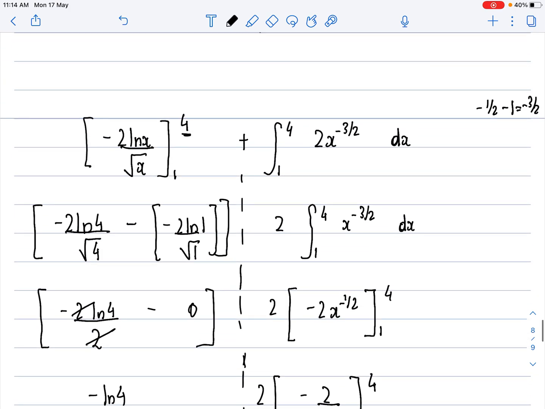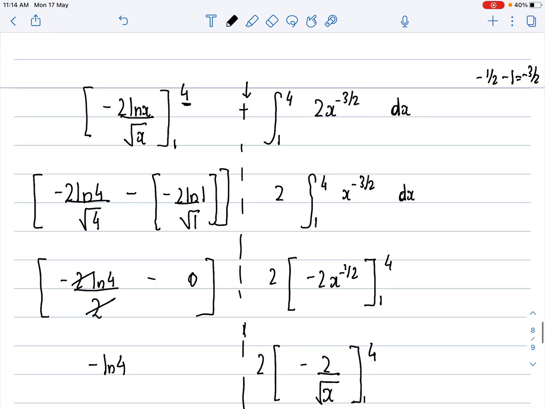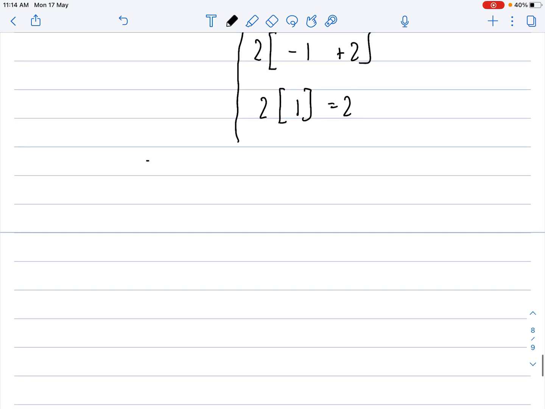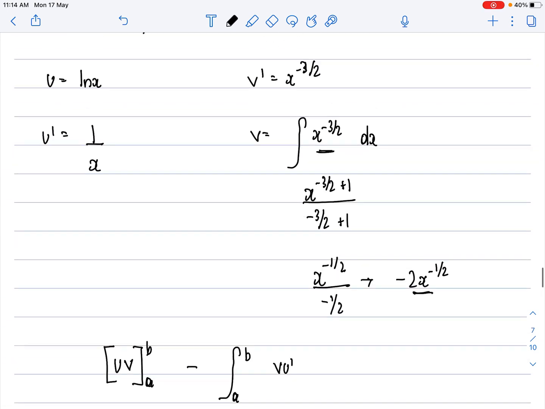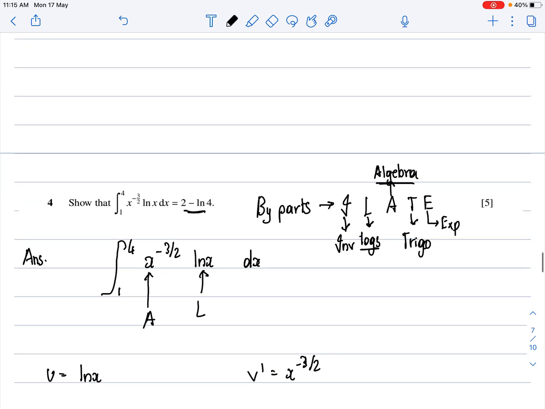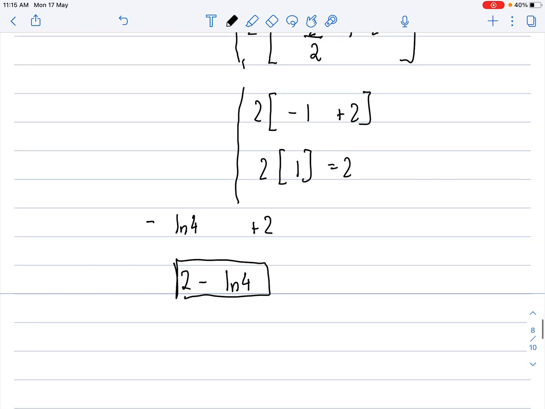So now writing everything together, there's a plus sign in the middle. I can write this as minus ln 4 plus 2, which can be written as 2 minus ln 4, which is what we needed to prove. 2 minus ln 4 is what we needed to prove, and this is basically the final answer of my question.